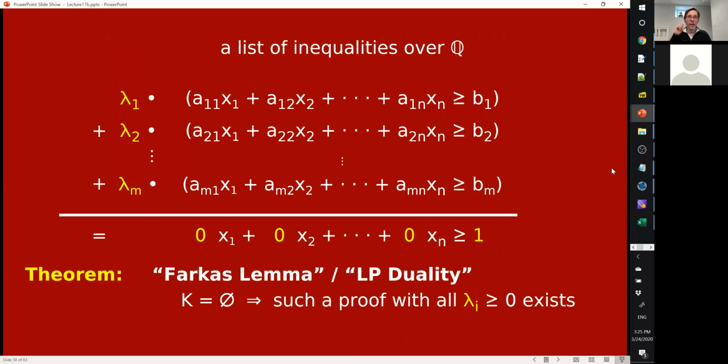Great. So that, in a nutshell, proves this Farkas Lemma, or this LP duality statement.